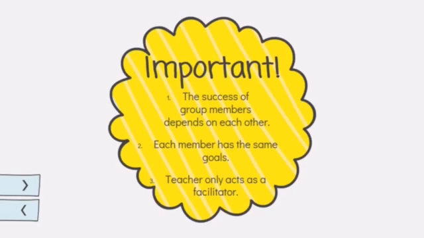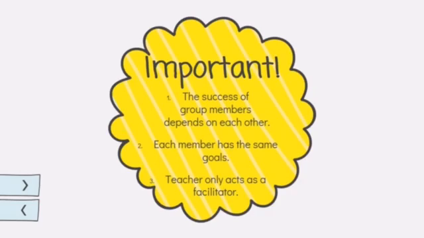Okay, next, the most important feature of this cooperative learning is that the success of group members depends on each other, which means group members work together to achieve the maximum level of learning, not only for themselves, but for each member in the group. Secondly, each member in the group has the same goals that make them work hard to achieve success. Without similar goals, there will be no cooperation, and thus, no goals can be achieved.